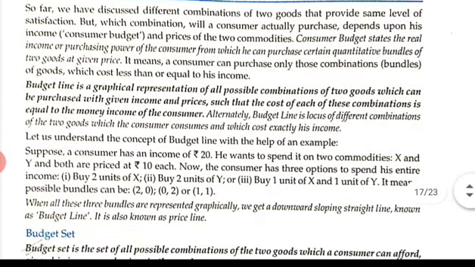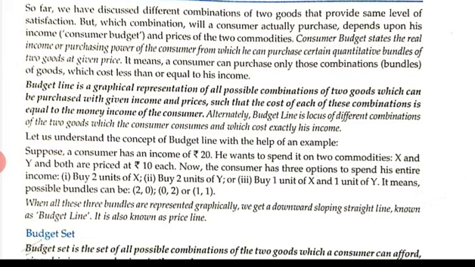Suppose a consumer has an income of rupees 20. He wants to spend it on two goods, X and Y. Both are priced at rupees 10 each. Now the consumer has three options to spend his entire income: buy 2 units of X, or buy 2 units of Y, or buy 1 unit of X and 1 unit of Y. It means that the possible bundles are (2, 0), (0, 2), (1, 1).